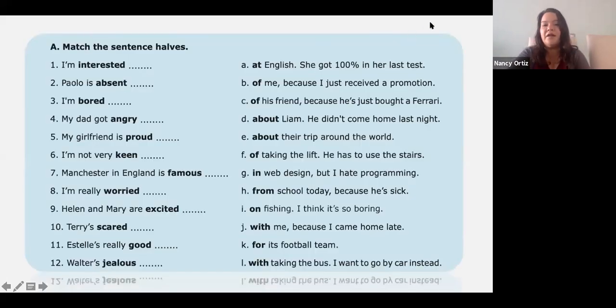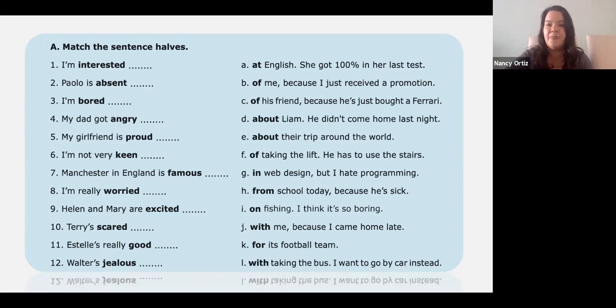We have more dependent prepositions and I want to work with them in a discovery activity, okay? What I'm presenting to you is half of sentences. On the left, you have the first half, and as you can see, you have the verbs. You will discover new prepositions for specific verbs like interested, bored, absent, keen, excited, scared. And on the right, you have the other half of the sentence with the prepositions.